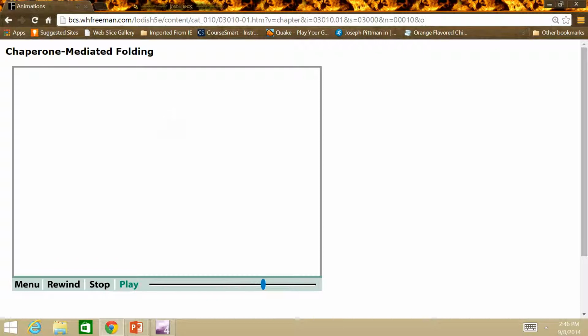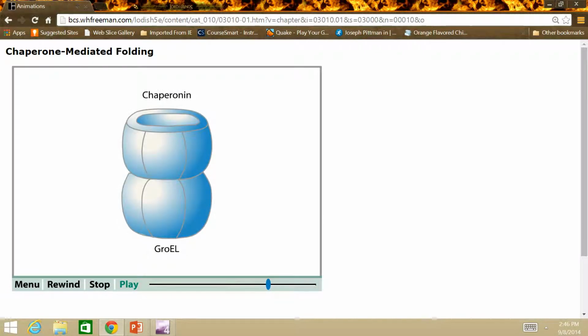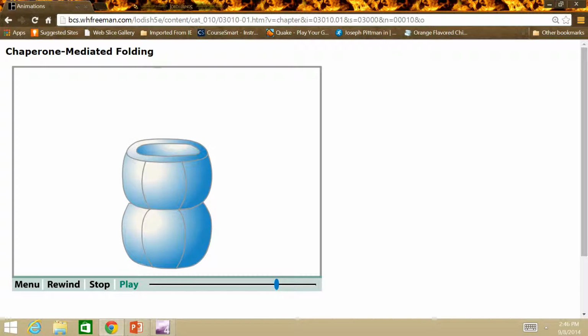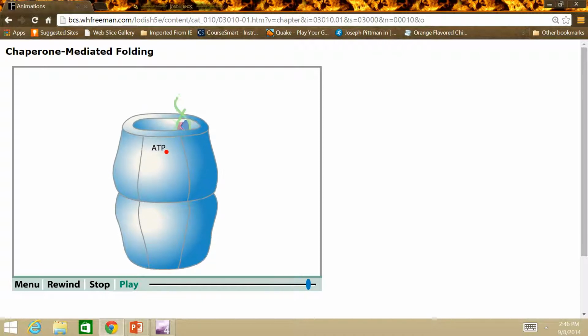A second class of chaperones, the chaperonins, is required to help a small proportion of proteins fold properly. A partially folded or misfolded protein is inserted into the cavity of the chaperonin, where it can fold into its native conformation. ATP binding causes the chaperonin to expand and release the protein properly folded.